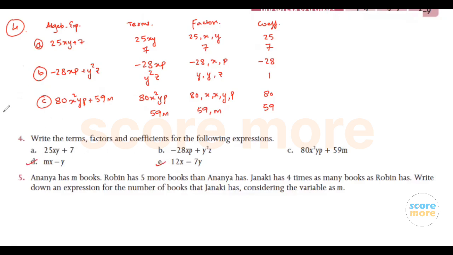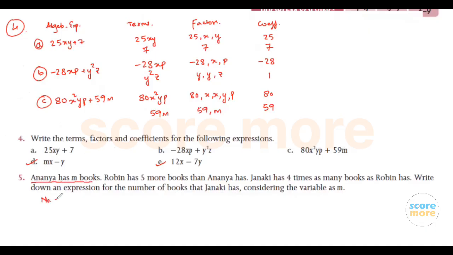It's simple only. Now moving on to question number 5. Question number 5 is, Ananya has M books. Robin has 5 more books than Ananya has. Janaki has 4 times as many books as Robin has. Write down an expression for the number of books that Janaki has, considering the variable as M. So Ananya has M books. It is given to us.